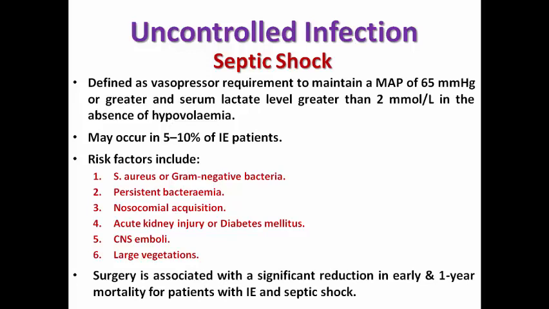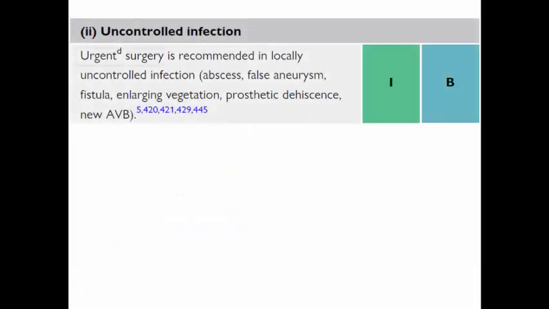Of course, all of these factors may result in septic shock, and in this case, surgery is essential in order to have a significant reduction in the early and 1-year mortality for patients with infective endocarditis and septic shock. So the recommendations in the guidelines are that urgent surgery has a class 1 recommendation in locally uncontrolled infection like abscess, pseudoaneurysm, fistula, enlarging vegetation, dehiscence of a prosthetic valve, or new AV block.